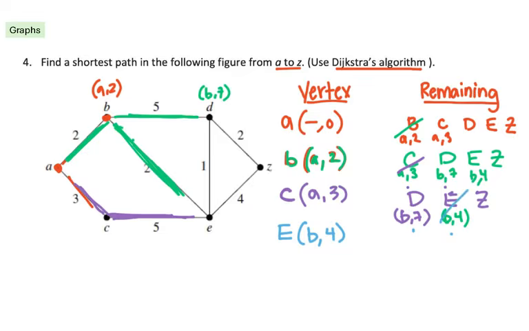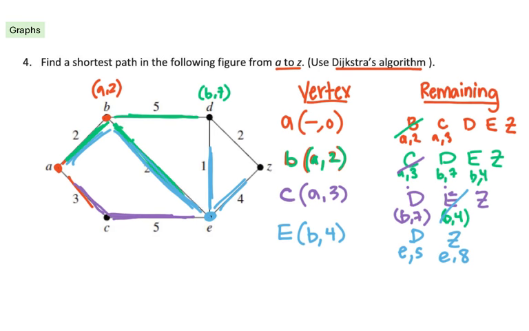So if I'm standing on E, what are my choices? I can either go to D, or I can go to Z. And by the way, E, I came from B, so I came this way. So if I went to D, it would take me 2 plus 2 plus 1, 5. That's actually better than my previous route. So I'll say I'm coming from E, and it will only take me 5 to get to D. And then to get to Z now, I can get there coming from E. 2 plus 2 plus 4 is 8.